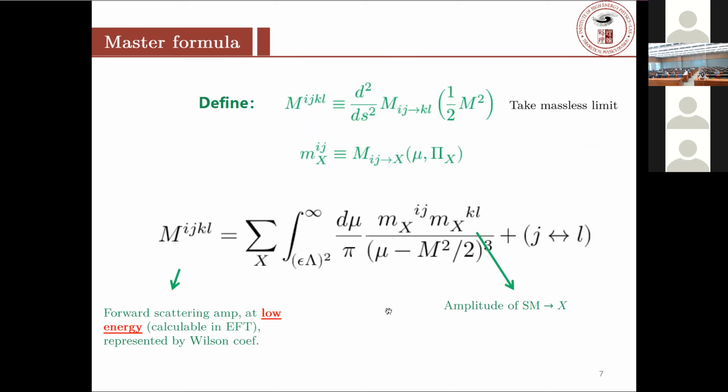In order to get a master formula, we define MIJKL to be the left-hand side. It is the amplitude from IJ to KL, and we can calculate it with the EFT, and we take the massless limit. So we get the master formula like this. We can see the left-hand side is a function of the coefficients. Next, we are going to explore the construction of the right-hand side in order to get the bounds on the left-hand side.